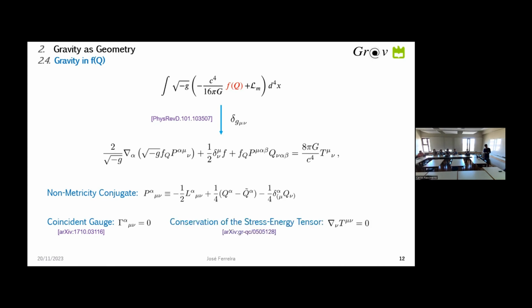Additionally, unlike some of the modified theories of gravity that people are working with, especially the ones related to the gravitational sector with the matter sector, there is a conservation of the stress energy momentum tensor in this theory.